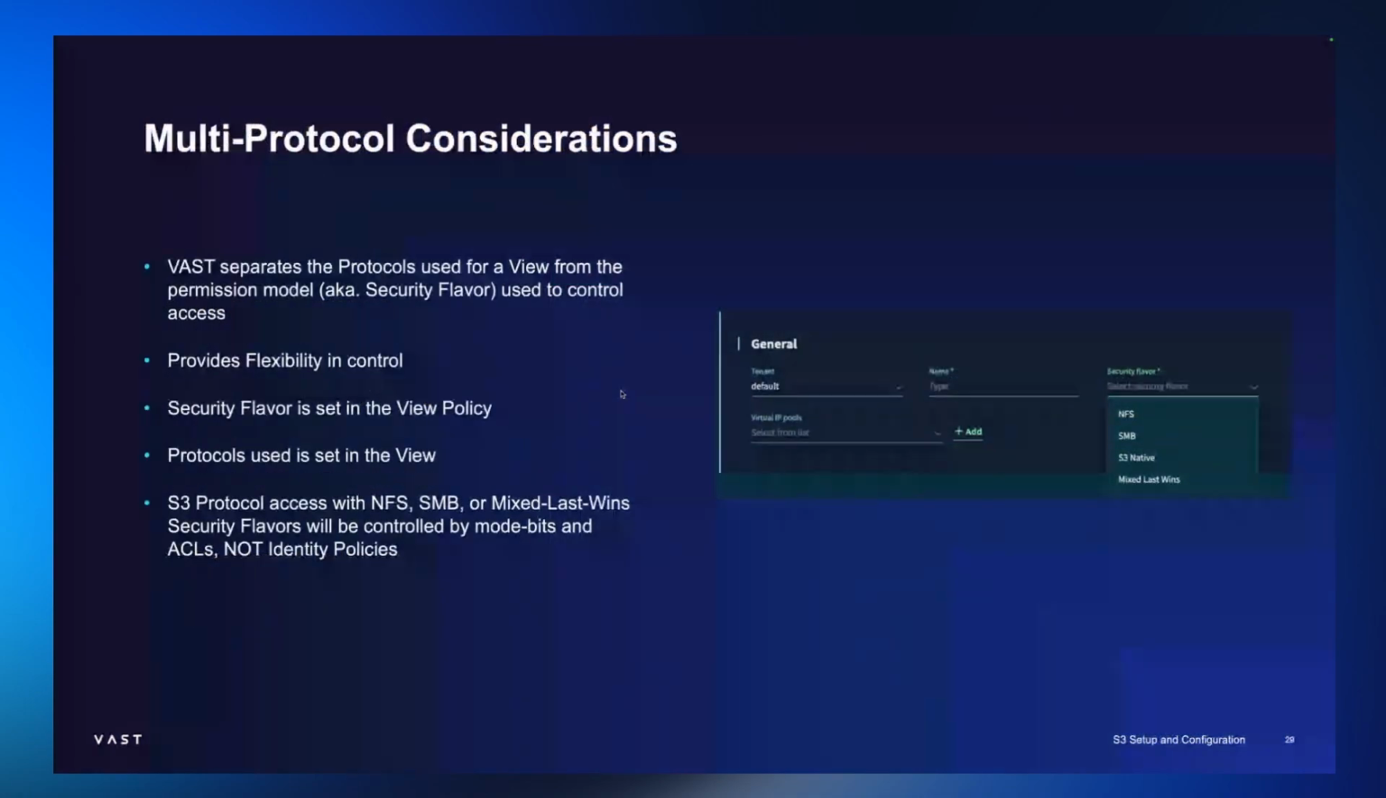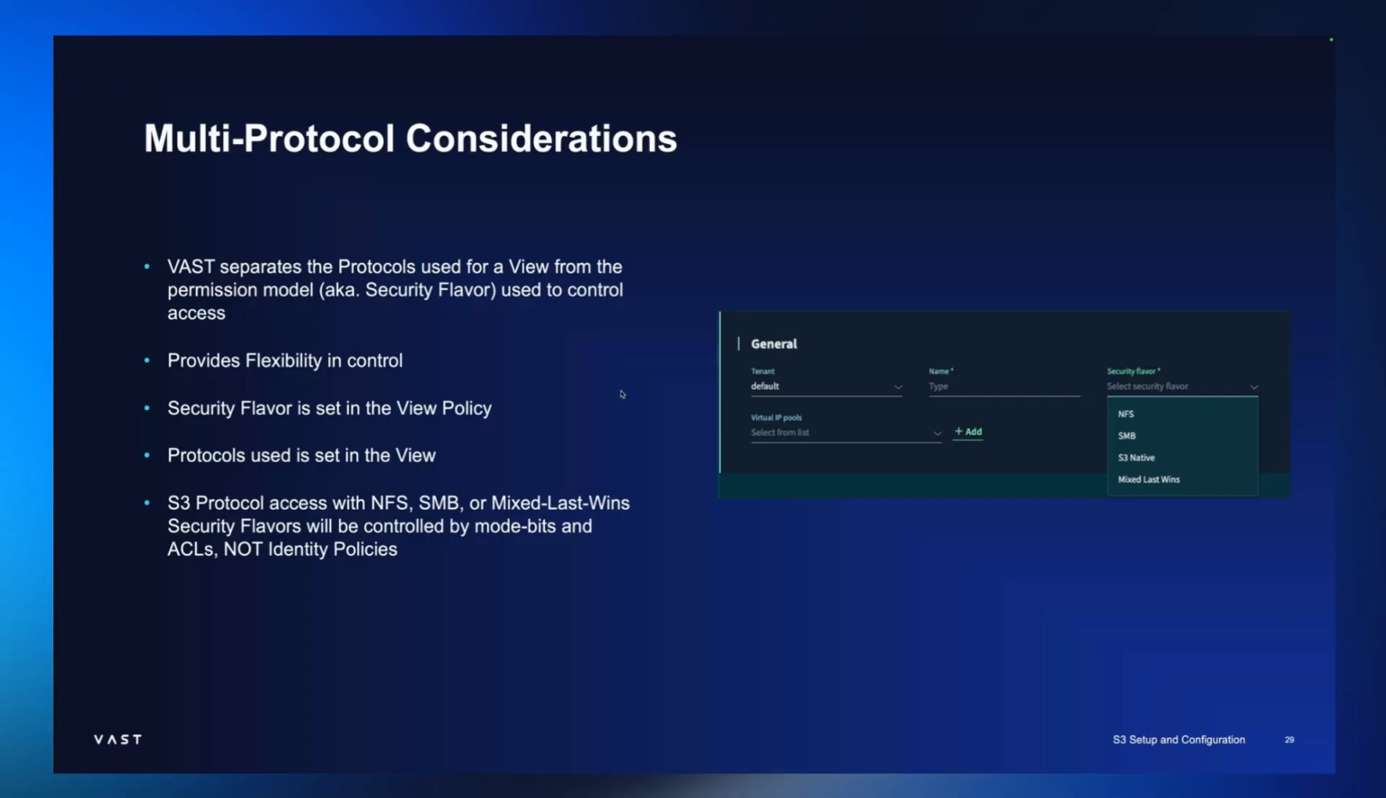So when we define our views, again, we define our security flavor. Now, the VAST security flavors that we have are NFS, SMB, S3 native, and mixed/twins. And these are all slightly different permissioning models. NFS is going to be your typical POSIX mode bits. SMB is going to be your NTFS style ACLs with more granular inheritance. Mixed/twins is going to be your NFS v4 style ACLs. And then S3 native is identity policies and S3 style ACLs.